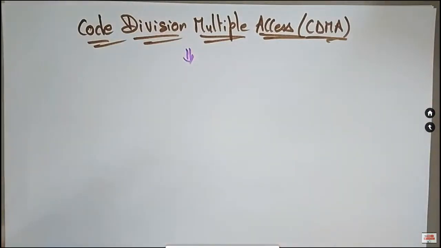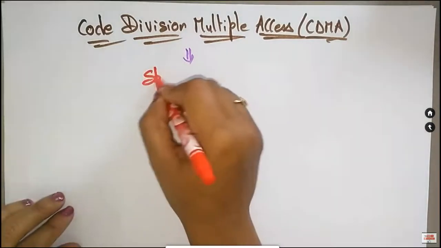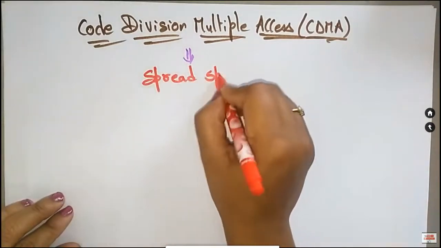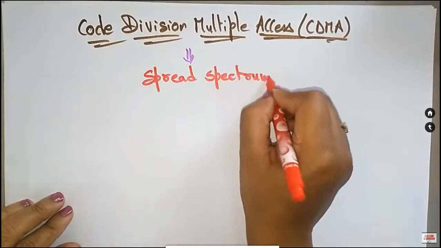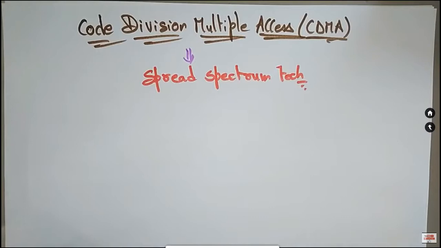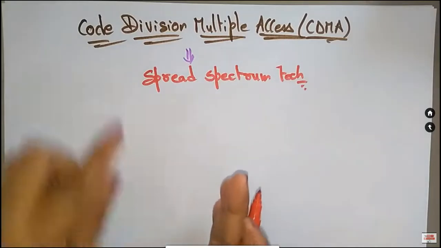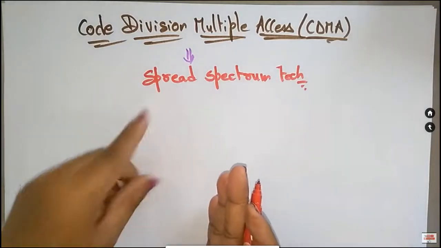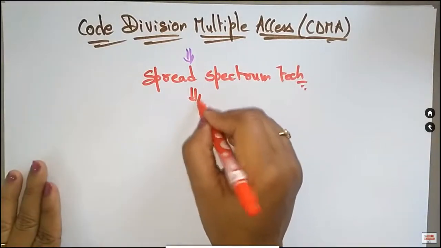Let's see. CDMA is a spread spectrum technology. Why are we calling this a spread spectrum technology? Because it is allowing many users to occupy the same time and frequency allocation in a given band or space. So that's why we call it spread. It is spreading. So let me write it.